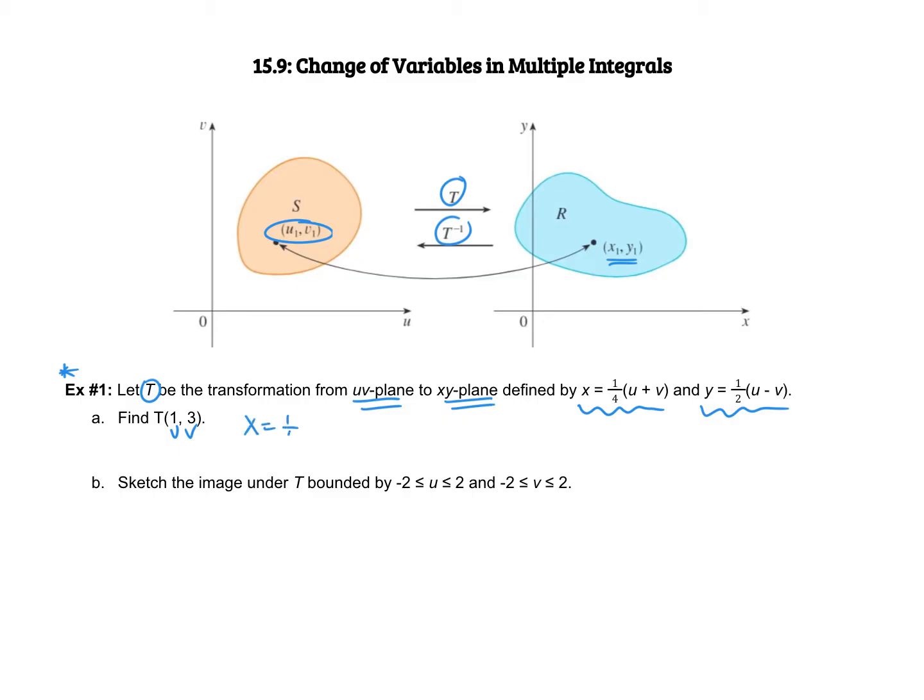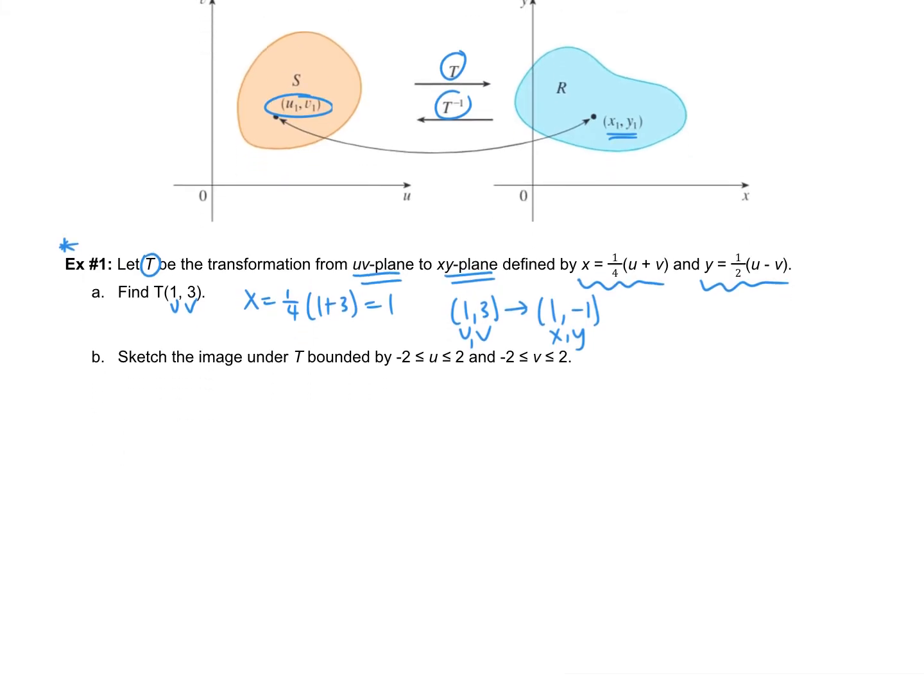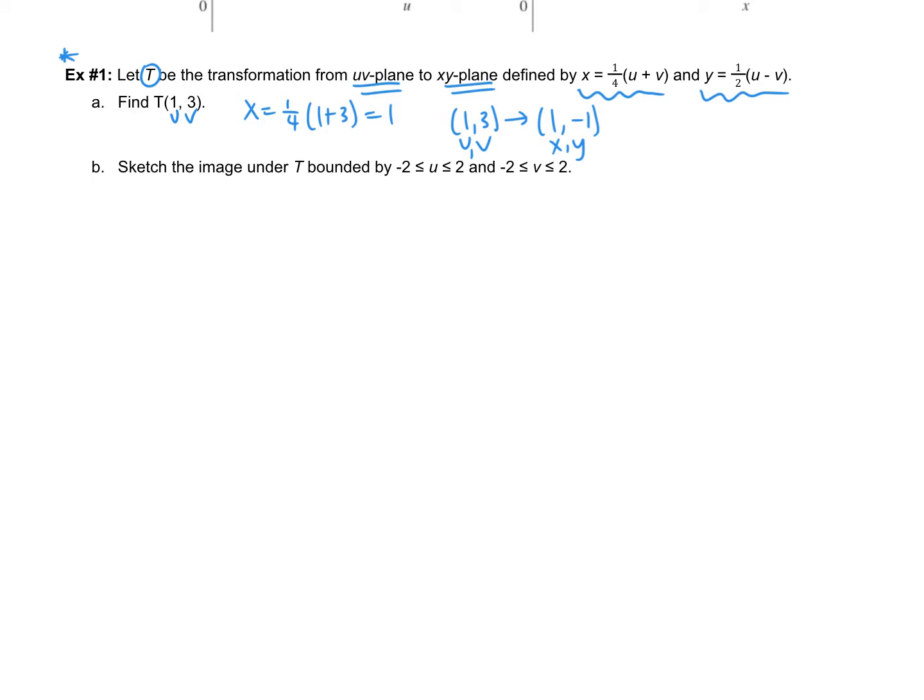So for x, we would get 1/4 times (1 + 3). So our x would be 1. Likewise, our y would end up being -1. So in the uv plane, the point is (1, 3). In the xy plane, it's (1, -1). Okay, so the next thing that we might want to do is sketch the image of T that is bounded by -2 to 2 and -2 to 2, so for u and v.